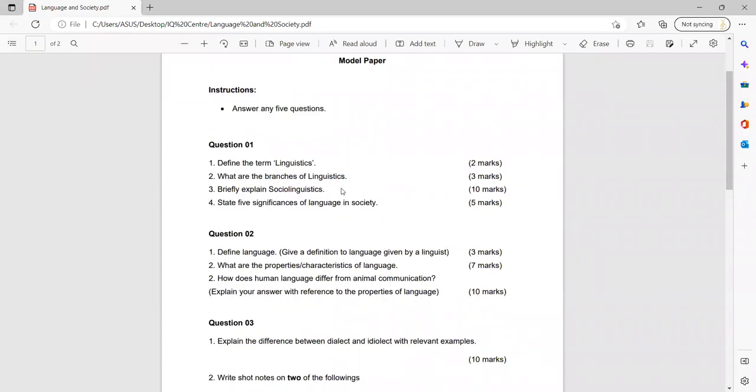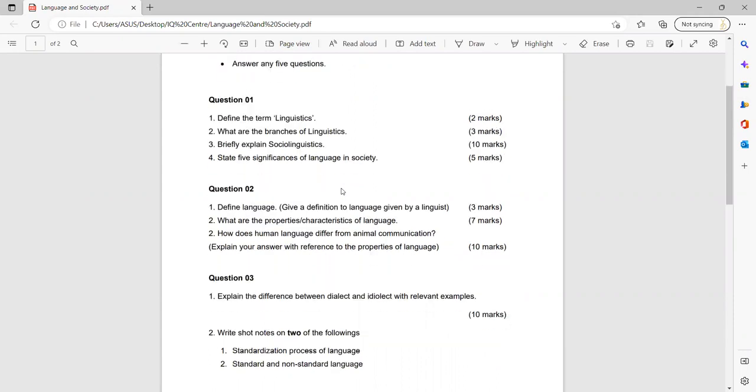20 marks will be awarded for one question. That is how you can obtain 100 marks. Okay, so let's go through these questions. Okay, question number 1. Define the term linguistics.